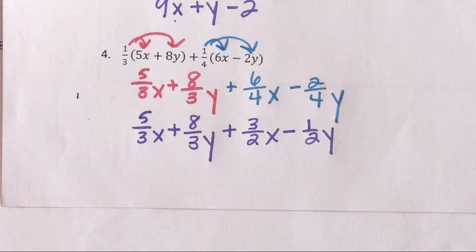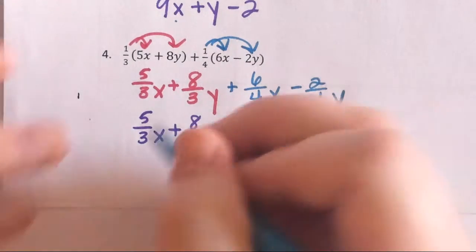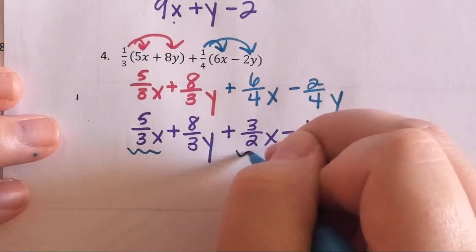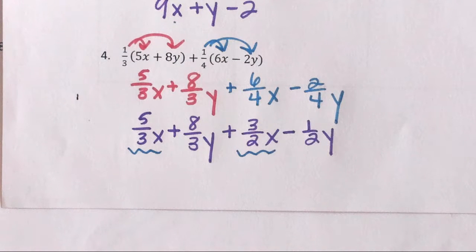And then the first real stomper of the day. What do we do from here? I would love to combine like terms. I would, but 5/3 x and 3/2 x, I can't just add those two fractions together, can I? They don't have the same denominator. We need to get them to have the same denominator. What number do I need to choose?